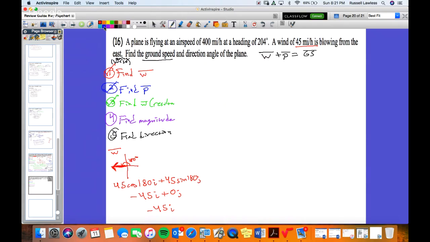Now, let's look at vector P. P stands for plane. If we're looking for our vector P, this is going to be found by looking at our information. So we got 400 miles per hour at a heading of 204 degrees. That's in quadrant 3 here. So in quadrant 3, we're at 204.